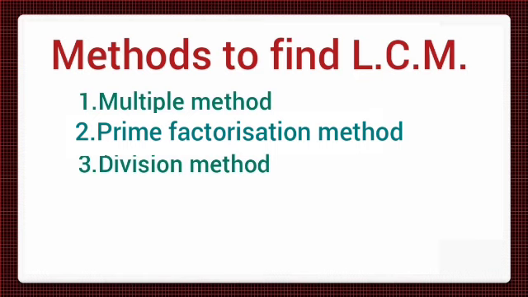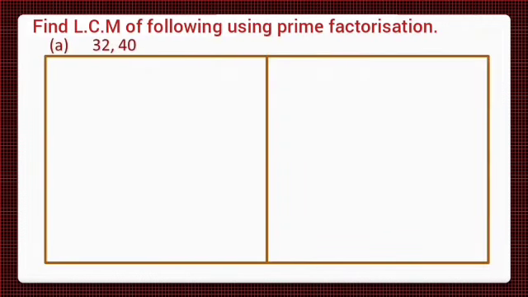method. And question number 3 of exercise 3.3 is: find LCM of the following using prime factorization, and it's A part is 32 and 40. So dear students, first we'll divide the first value 32 by 2, and on dividing by 2 we get 16, and 16 is also divisible by 2. So on dividing 16 by 2 we get 8, and 8 is also divisible by 2, and again on dividing by 2 we get the value 4.